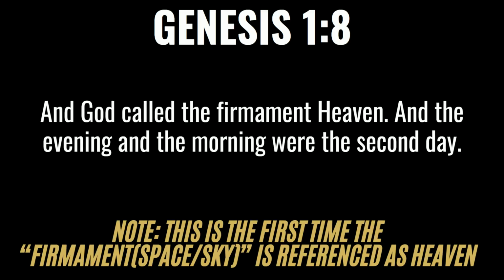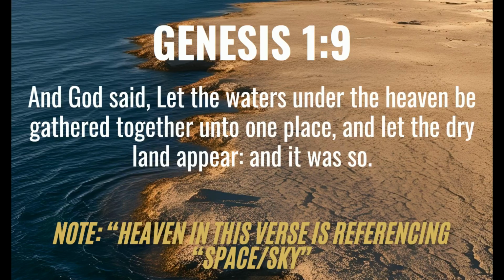Genesis 1:8. And God called the firmament heaven, and the evening and the morning were the second day. Note, this is the first time the firmament, space, sky, is referenced as heaven. Genesis 1:9. And God said, "Let the waters under the heaven be gathered together unto one place, and let the dry land appear." And it was so. Note, heaven in this verse is referencing space, sky.